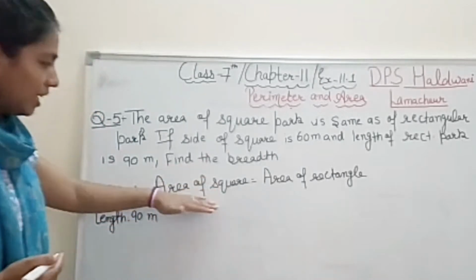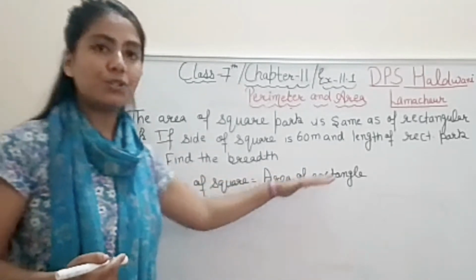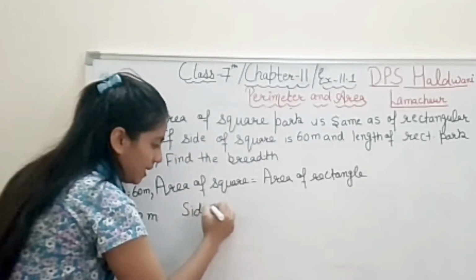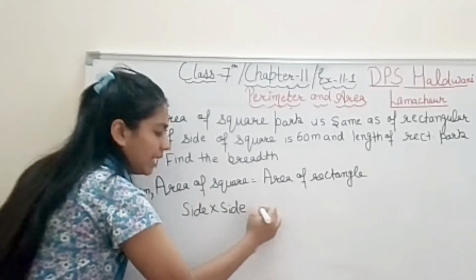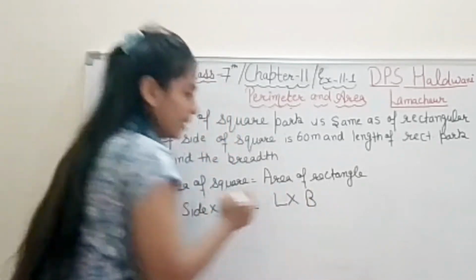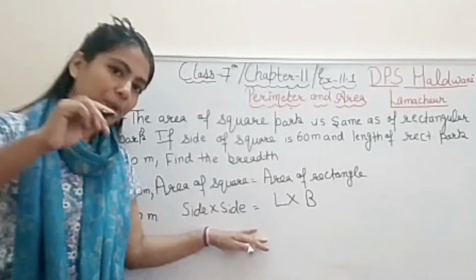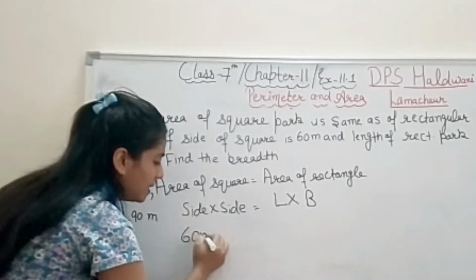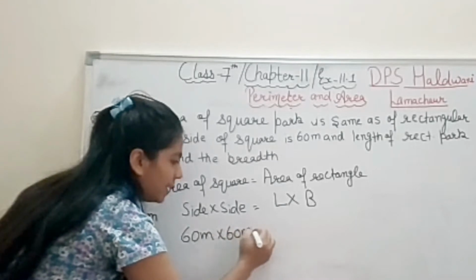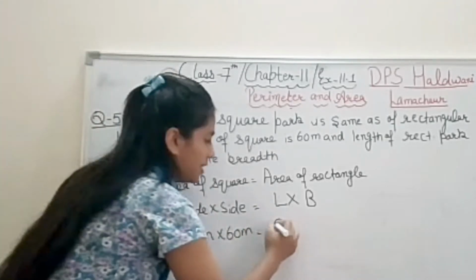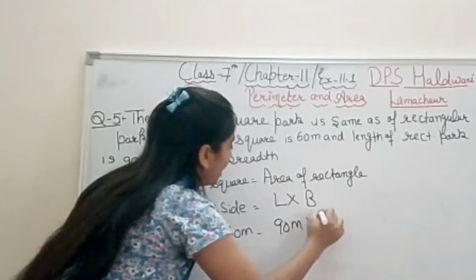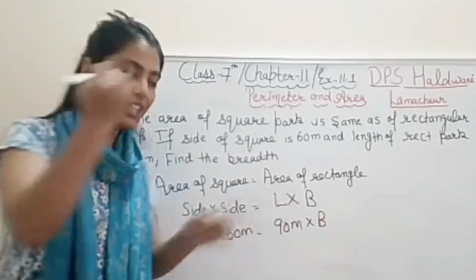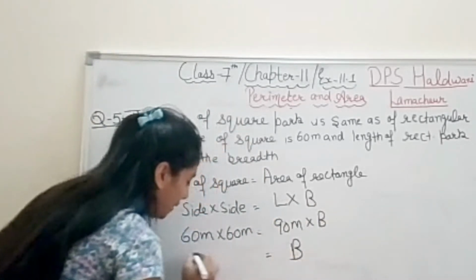Very simple student. Condition is given to you, area of square is equal to area of rectangle. What is area of square? Side into side. And what is area of rectangle? Length into breadth. Right? Now put the values. Side is given to you, 60 meter, so 60 meter into 60 meter. And length is given to you, 90 meter, and breadth we don't know. Out of these, only breadth we need to find out. So breadth will remain here only.